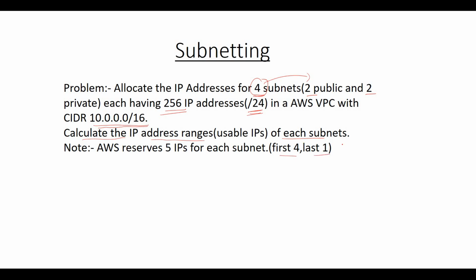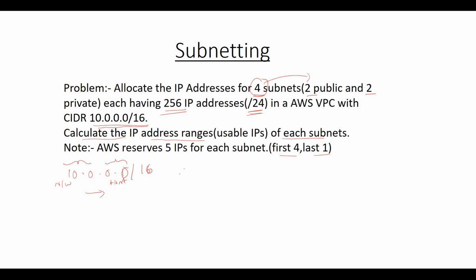The remaining IP addresses we can use in each subnet. So let me put here the CIDR. In the CIDR, the network prefix is given as 16. That means the first 16 bits are assigned to the network part and the remaining 16 bits are for the host part. If you want to have subnets from the CIDR, we need to extend the subnet mask towards the host part. So how many bits need to be extended, that we need to find.